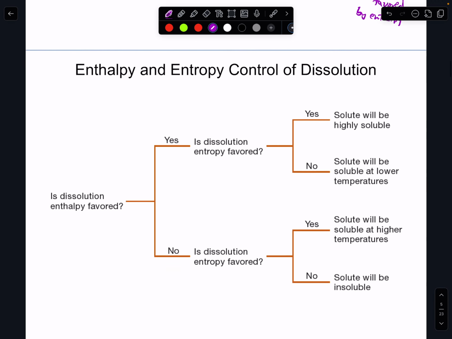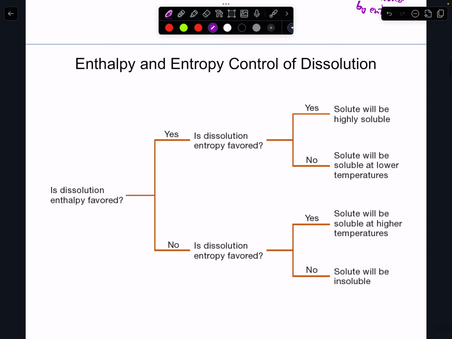All right, and here's a little flow chart for this enthalpy and entropy control. So is dissolution enthalpy favored? You ask yourself that first. Okay, and then you say, if it is enthalpy favored, is it entropy favored? And if it is entropy favored, then it's soluble at all temperatures. It'll be highly soluble all the time. And if it's not entropy favored, then it'll only be soluble at lower temperatures.